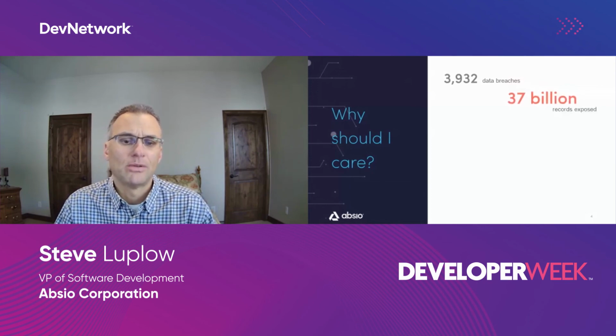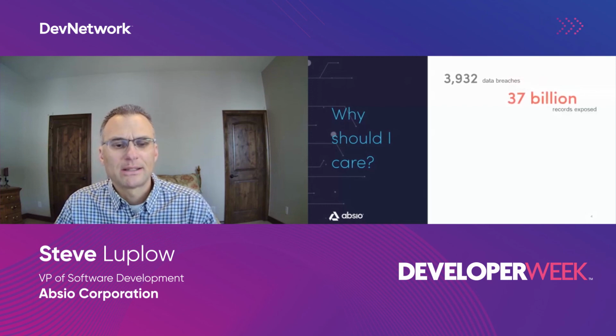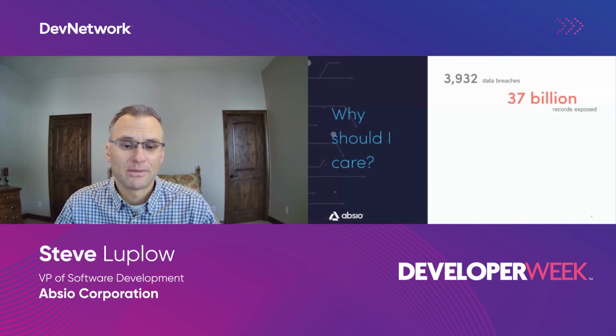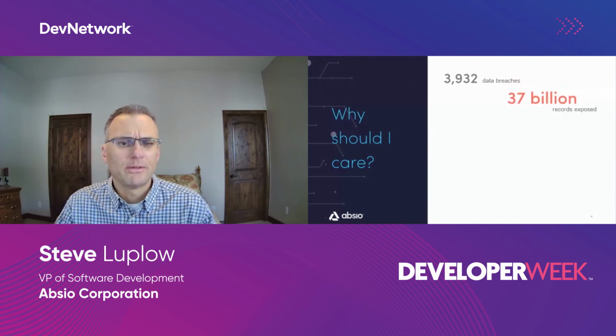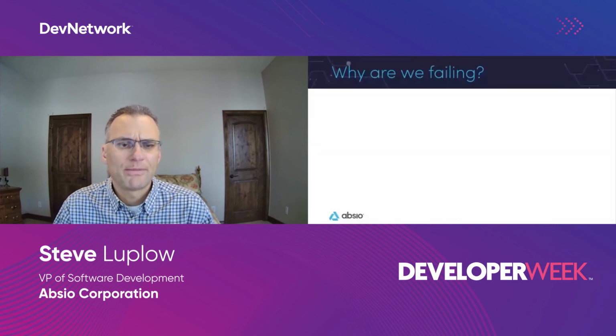Cybercrime cost businesses over $2 trillion globally in 2019. And perhaps an even more chilling statistic is that 60% of small companies go out of business within 6 months of falling victim to a data breach. So with so many solutions available and so much attention on cybersecurity, why do we keep failing?